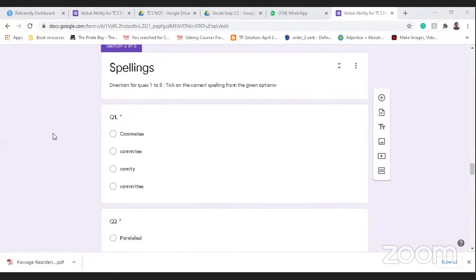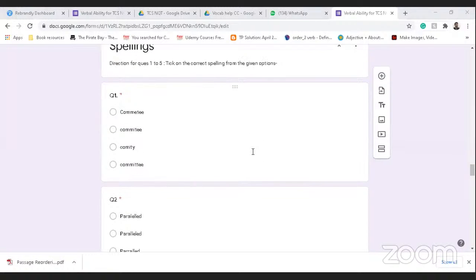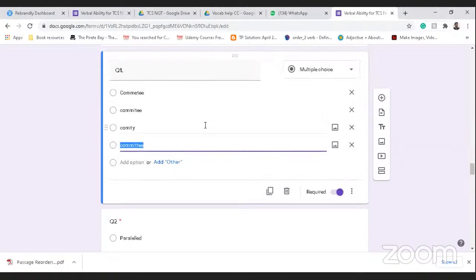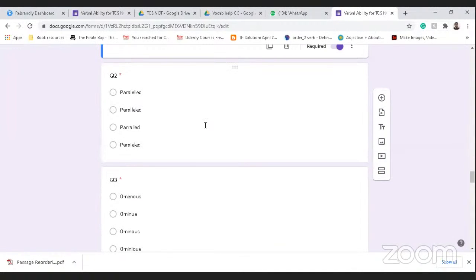Okay, next is spellings. What is the right spelling of committee? It is D. Yes, committee. D is the right one. Committee. Paralleled. Paralleled.